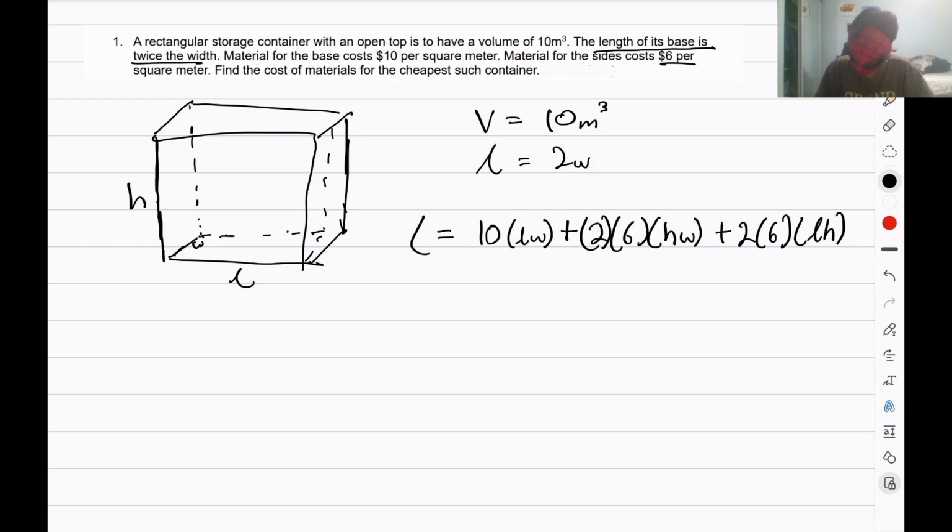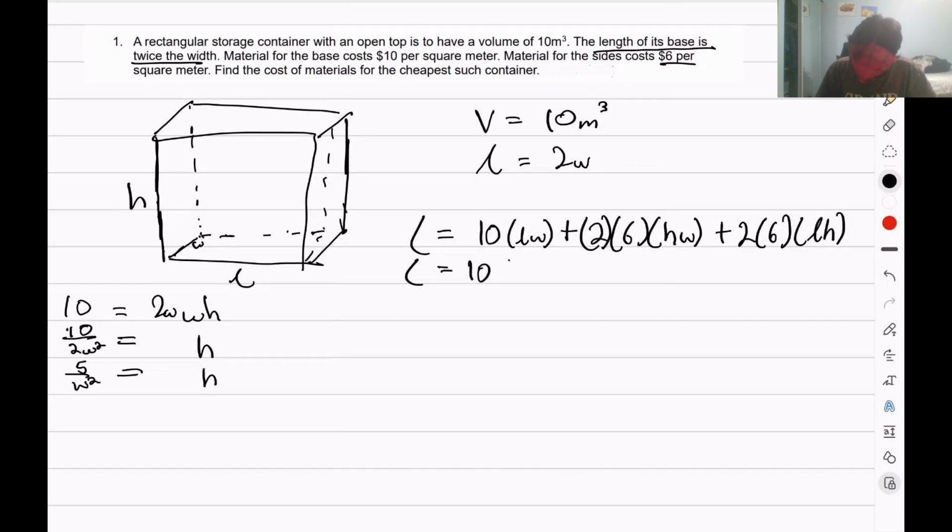So we know that the volume is 10 meters cubed, and we know that the length is equal to 2 times the width. We also know that the volume equation is equal to length times width times height. We'll sub in 10 over here, and in the place of length, we'll sub in 2 width. This will allow us to isolate for h. So h is equal to 10 divided by 2 width squared, and the simplified version is 5 over width squared. Now with all this information, we can plug it into the cost function, which will allow us to finally optimize it.